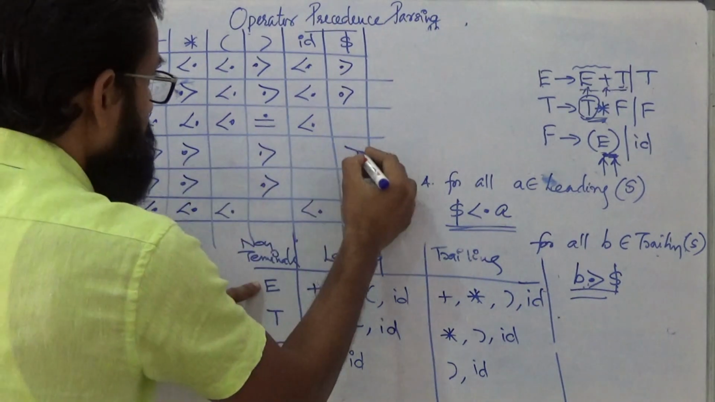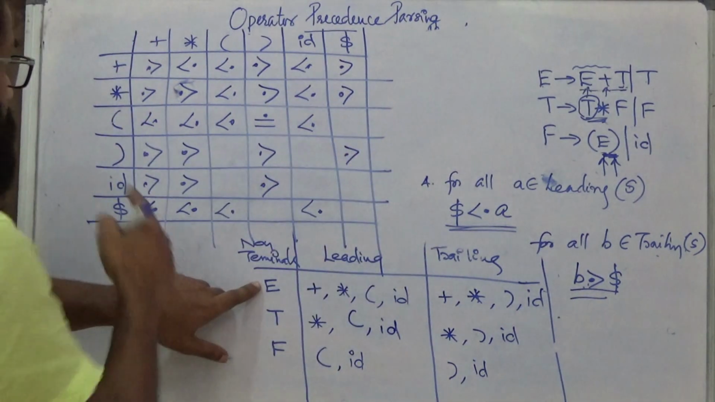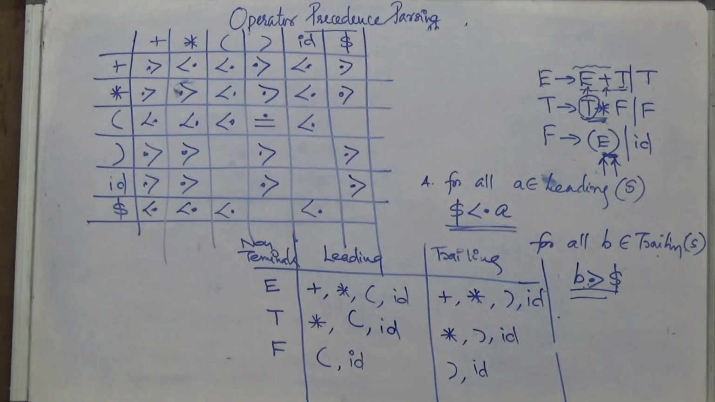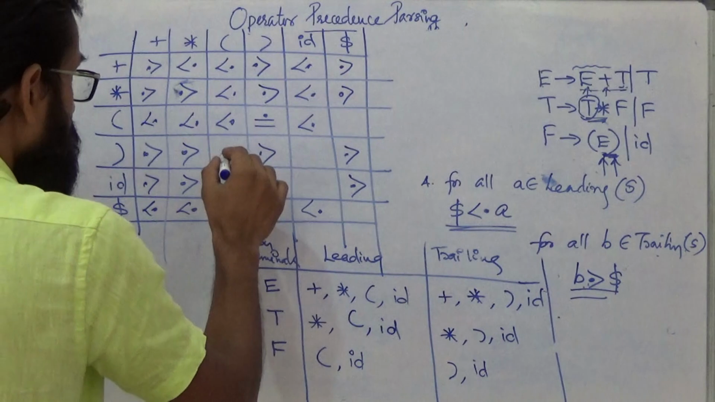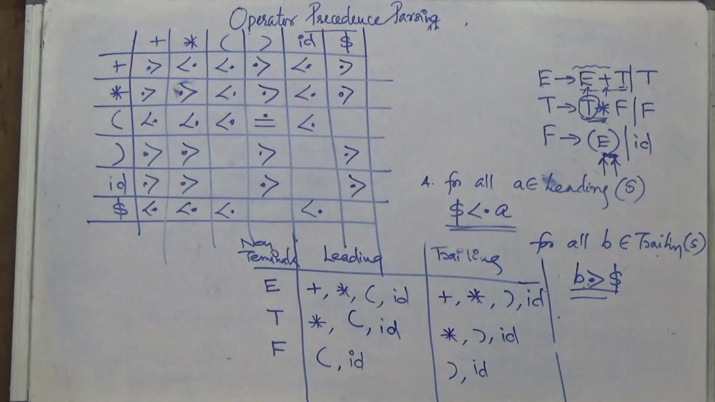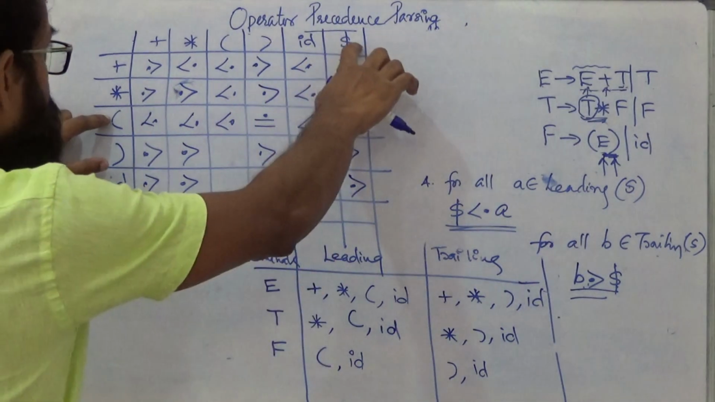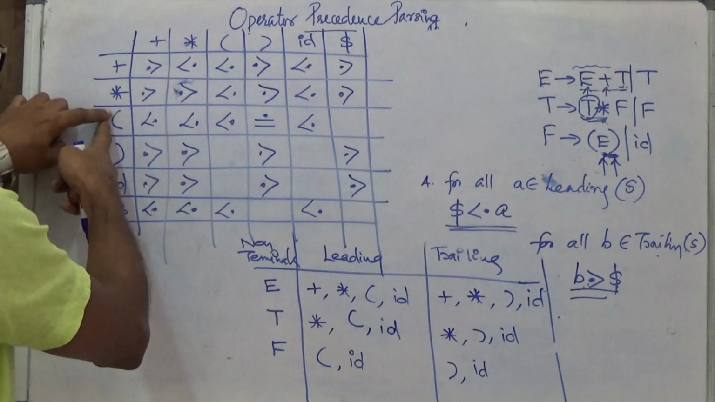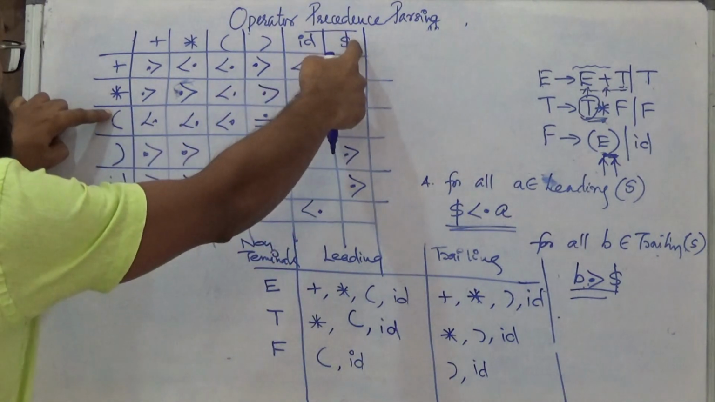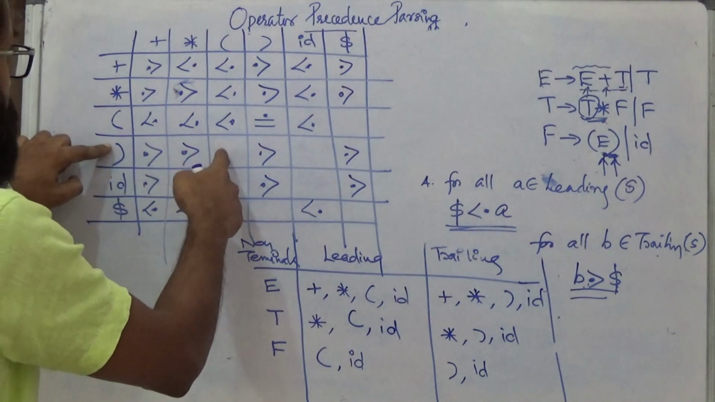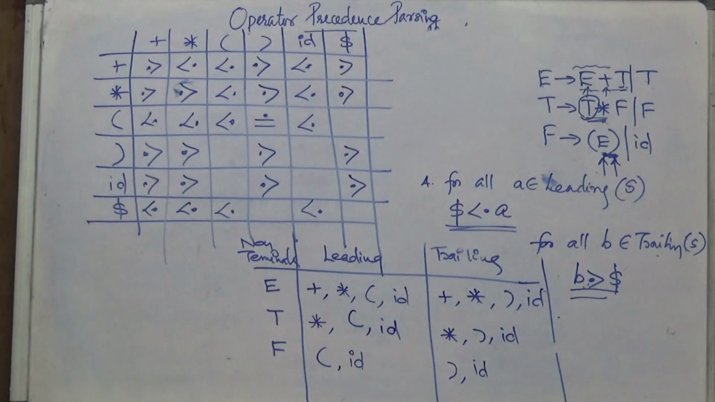Closing parenthesis has greater precedence as compared to dollar. ID has greater precedence as compared to dollar. And these are actually nil entries, in the sense you cannot establish a precedence relationship between these two. Opening parenthesis will never be followed by a dollar, or closing parenthesis will never be followed by an opening parenthesis. So that actually violates the grammar rule.